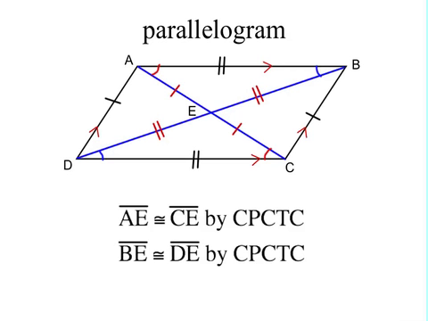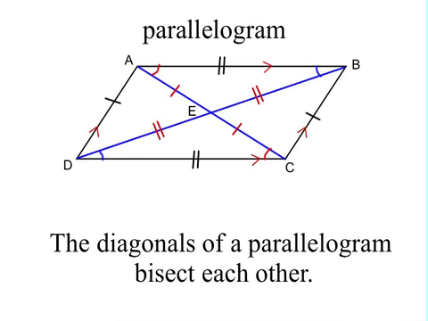And from that pair of congruent triangles, we have the parts of the diagonals that are congruent. A to E is congruent to C to E, and B to E is congruent to D to E. And after we mark those congruent parts, we can tell that E is the midpoint of both diagonals. And that means that what we've just proven is that the diagonals of a parallelogram bisect each other.